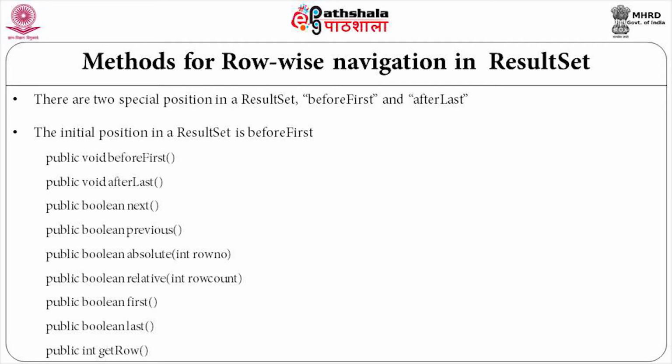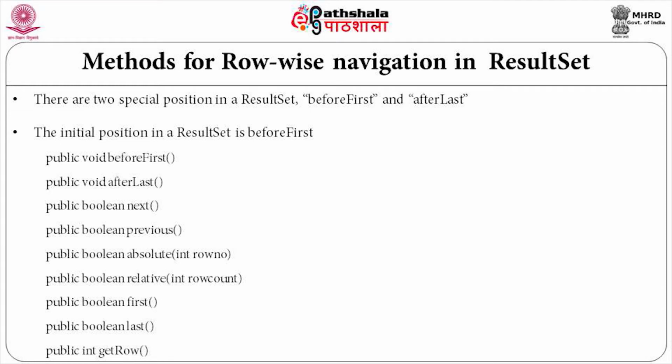If I want to navigate over all the rows in a particular result set, the simplest way is to use a while loop. Let's say the result set is rs, so I'll say while rs.next(), and the whole loop is there.